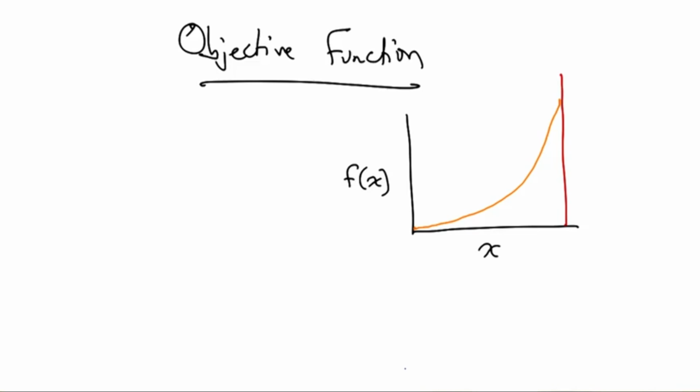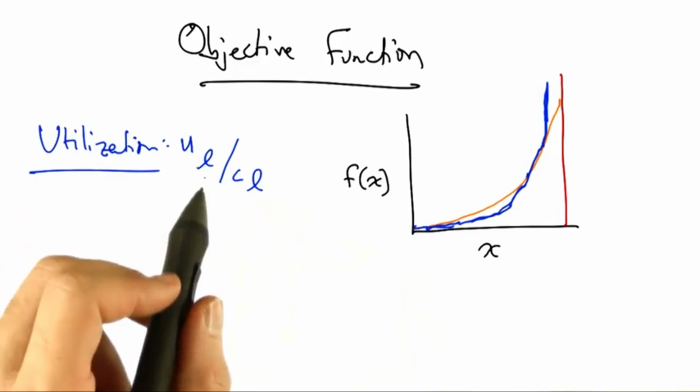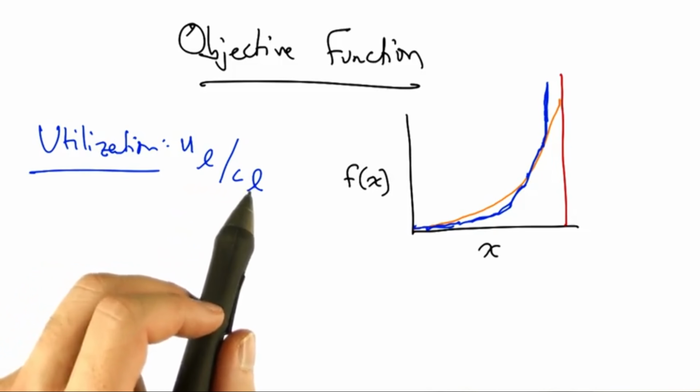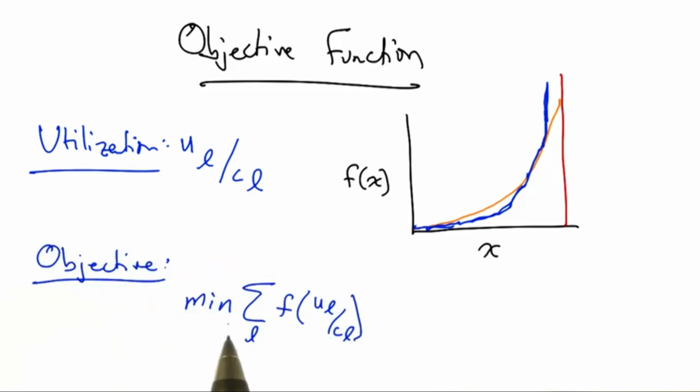Solving the optimization problem, however, is much easier if we use a piecewise linear cost function. We can define utilization as the amount of traffic on the link divided by the capacity, and our objective might be to minimize the sum of this piecewise linear cost function over all the links in the network. Unfortunately, solving this optimization is still NP-complete, which means that there's no efficient algorithm to find the optimal setting of link weights, even for simple objective functions.